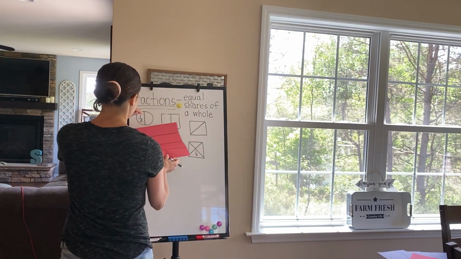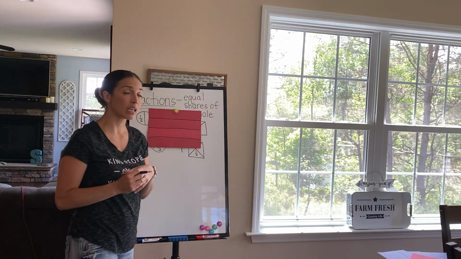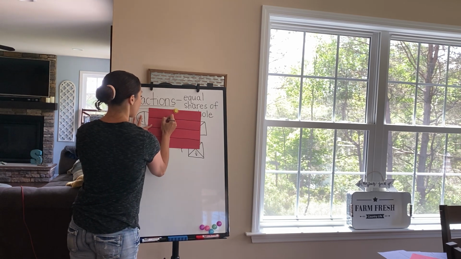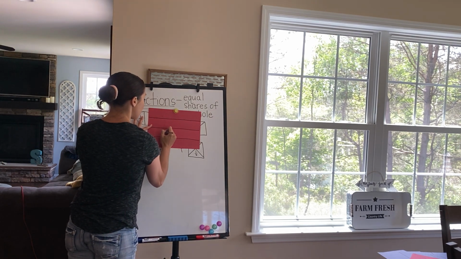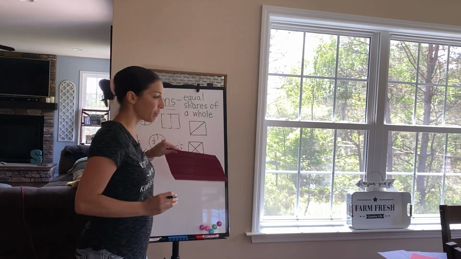Okay. And let's remember how we write that. Remember, the denominator is the bottom number. That's the one that tells us how many pieces there are total. So this would be 1/4. This would be 1/4. 1/4, and 1/4, okay?